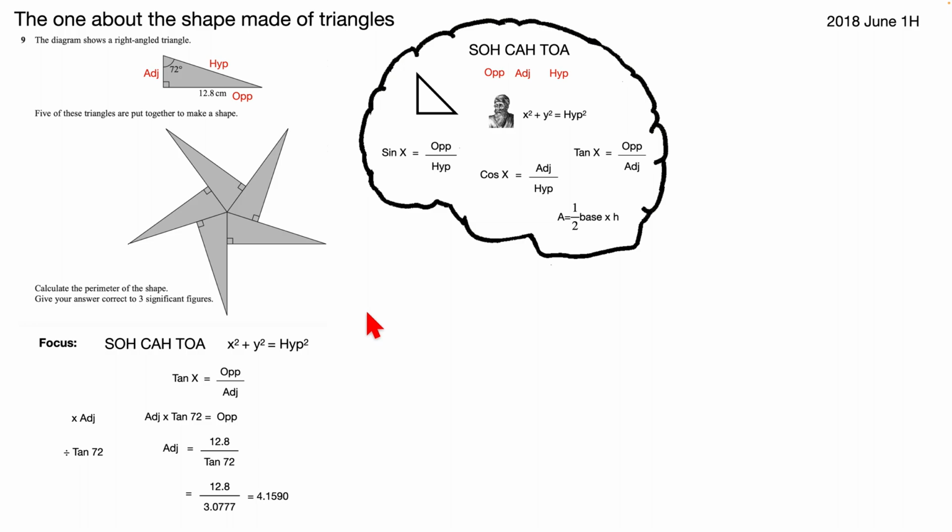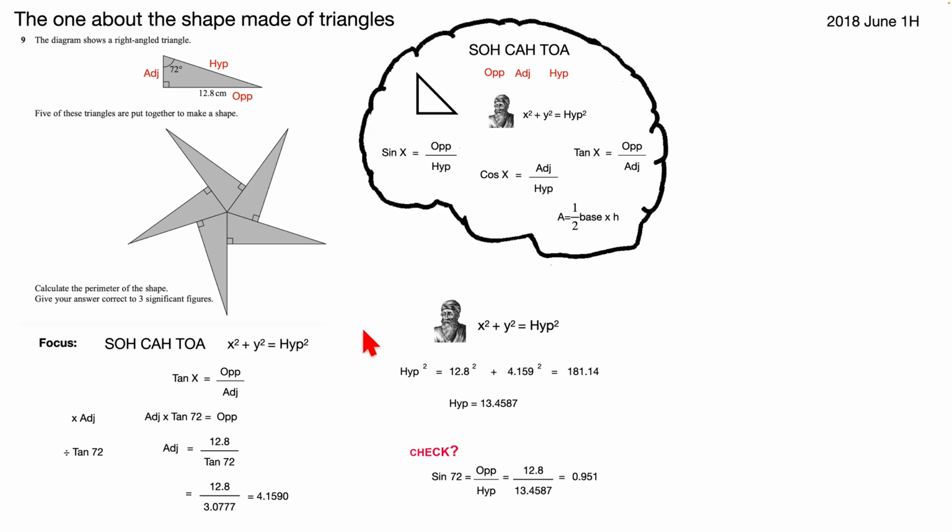We'll use my old mate Pythagoras to get the hypotenuse: hypotenuse squared equals 12.8 squared plus our new adjacent 4.159 squared, which equals 181. I am sure you will not forget to take the square root of 181 to find the hypotenuse. 13.4587. Is it reasonable? 12, 13 and 4 and a bit? Yeah, it's quite reasonable. But I'm going to check anyway, and there's a surprise at the end of this question, which I won't ruin. But there's an easy check.